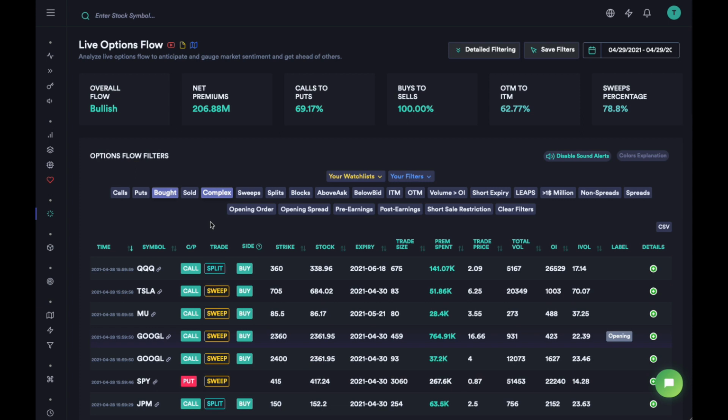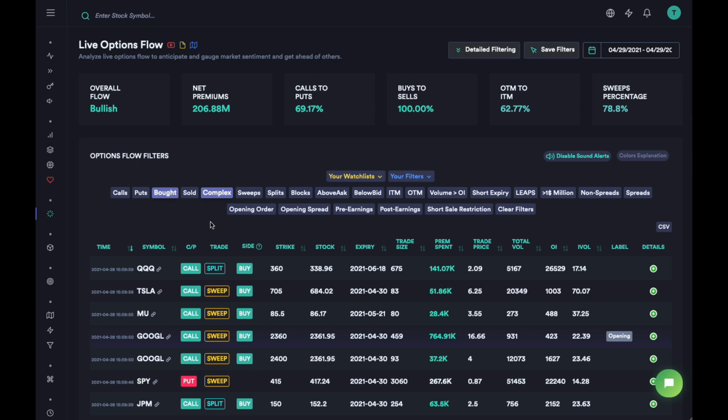Sweeps are trades that are separated into smaller trades and are then executed in different exchanges. The reason people do this is because they want to hide their intentions and they want to hide any extra information that they have, which is why they split up their order and fill it on different exchanges. So you always want to keep an eye on sweeps. Splits are like sweeps, but they are filled in the same exchange, although they are split into different orders. And then block is just a really large order.